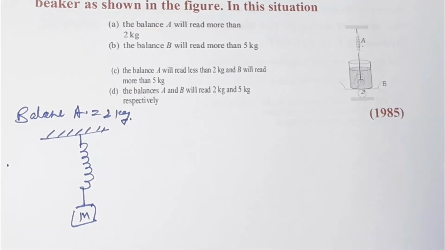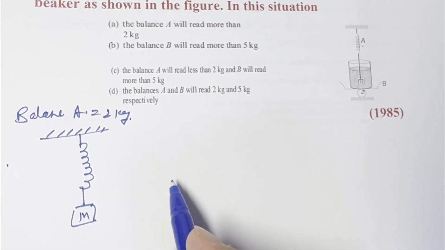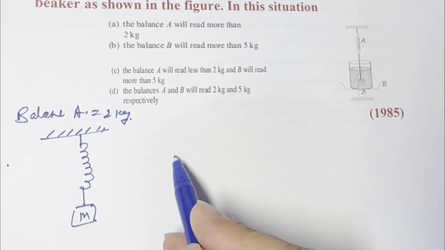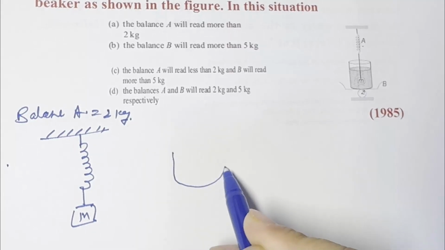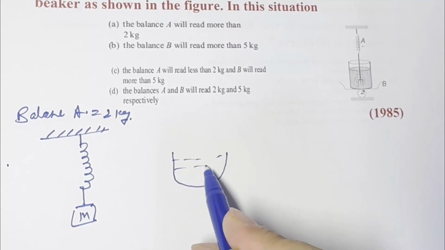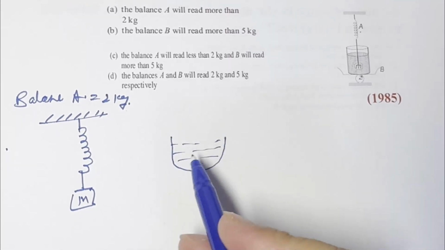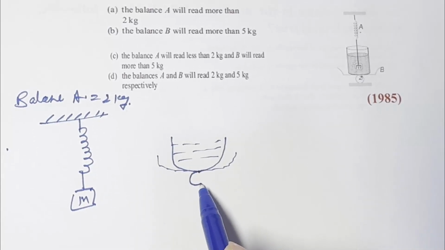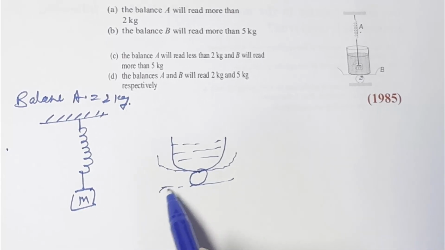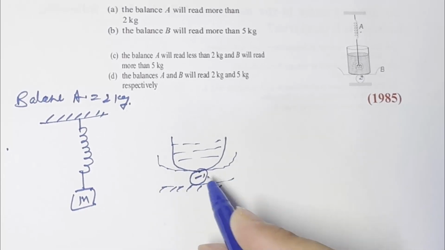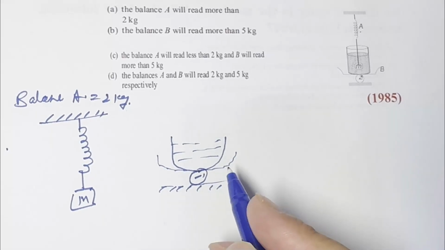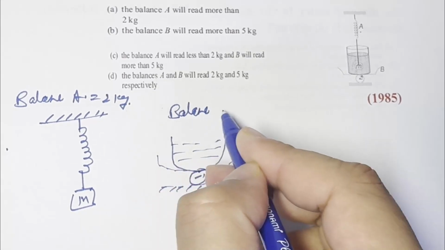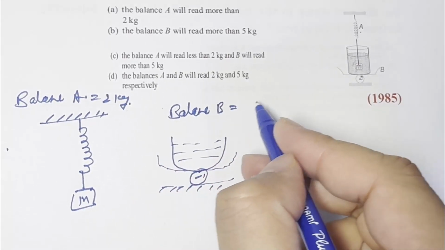And secondly, we have a beaker which is filled with water. This is a beaker, and this beaker is filled with water, and it is placed on the pan, which is giving a reading. And this is our balance B, and it reads 5 kg.